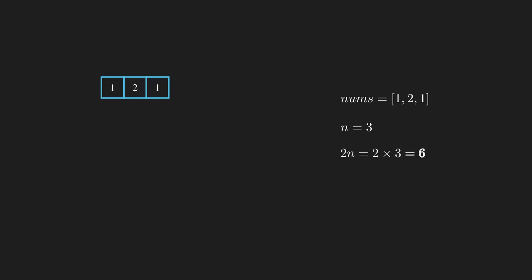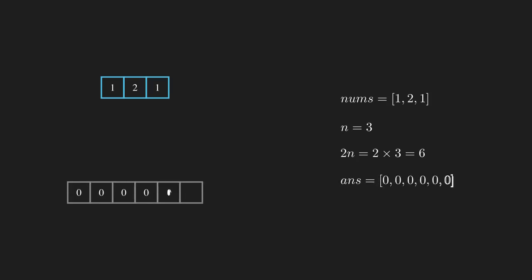Now trace the algorithm with nums equal to the array 1, 2, 1. Counting its entries gives n equals 3. Substituting n equals 3 into the output length formula gives 2n equals 2 times 3, which equals 6. Therefore, we allocate ans as 6 zeros. This is the current state before any loop iteration occurs.